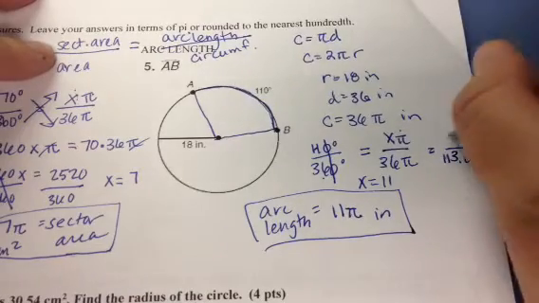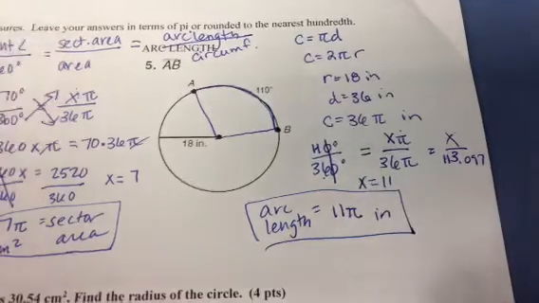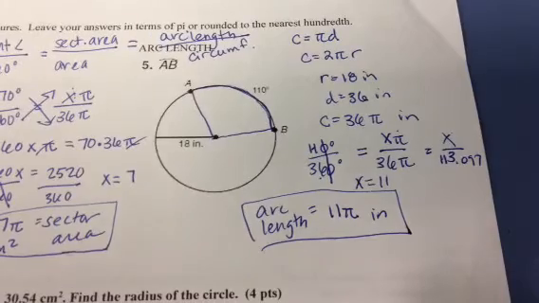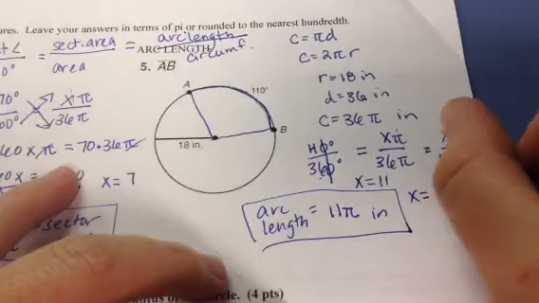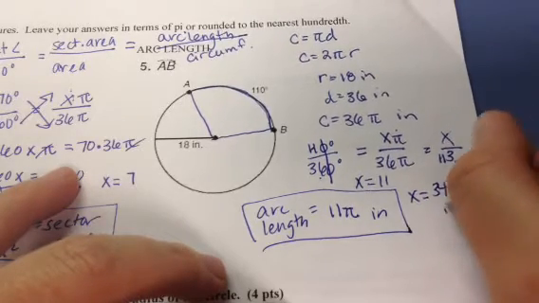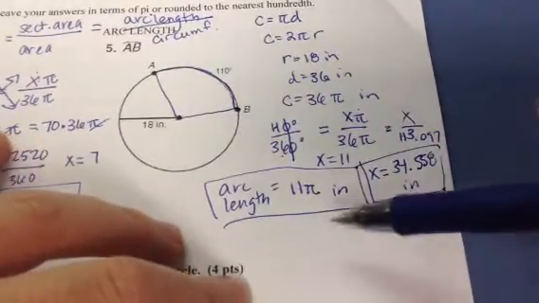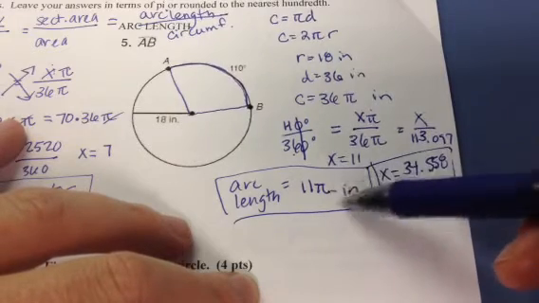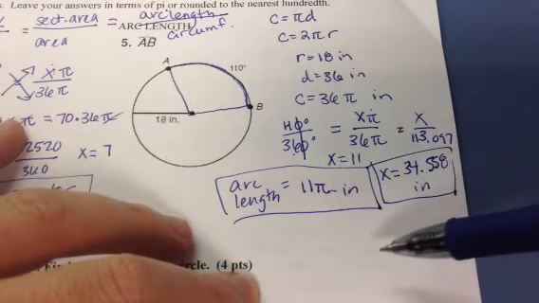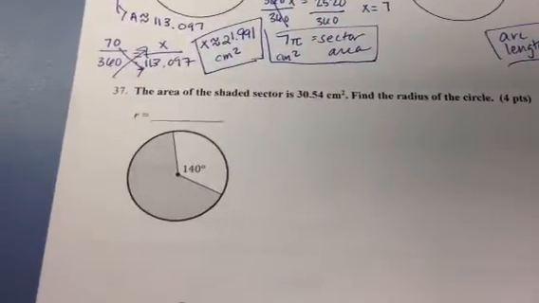113.097, and you would cross multiply, and so you would do 110 times 113.097, and then when you divide that 360 off from both sides, you would end up getting x equals 34.558 inches when you round. So that's your arc length rounded. It doesn't matter to me which way you do it. I think this way is easier since we've been practicing for the mile marker, leaving our answers in terms of pi.